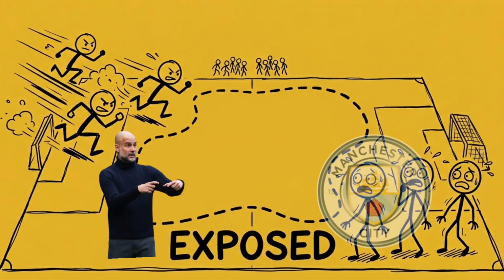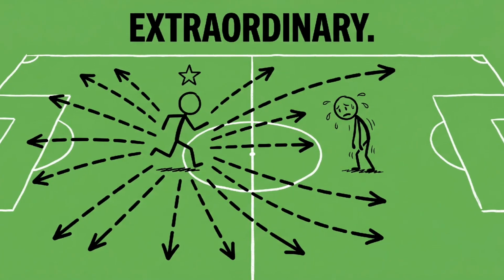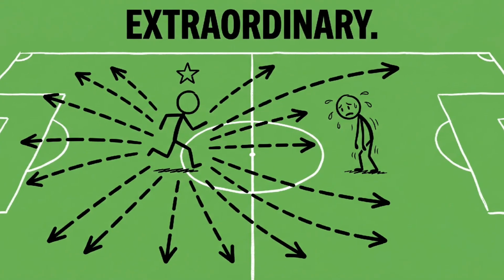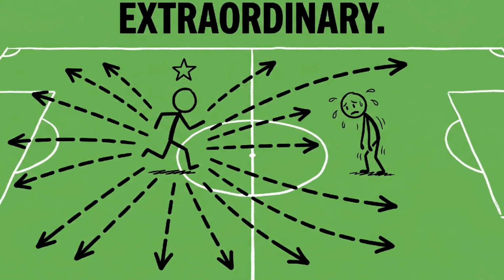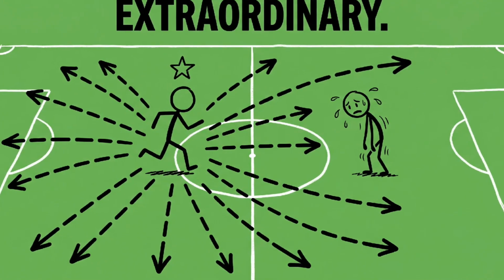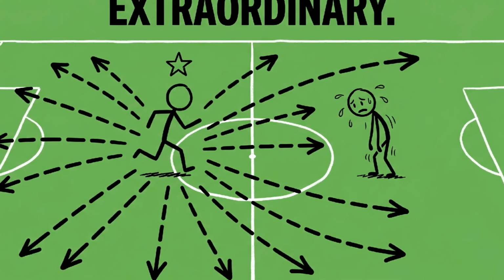Guardiola's Manchester City used a version of this in their most dominant seasons. It requires extraordinary players, particularly in central midfield, to make the numbers work defensively. Most managers avoid it. The ones brave enough to use it tend to be either geniuses or reckless, sometimes both.